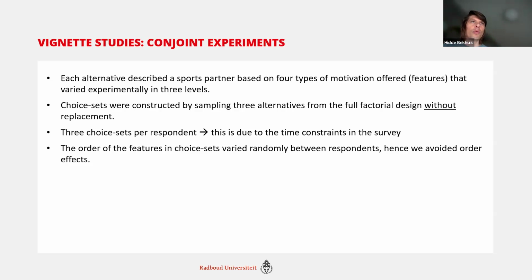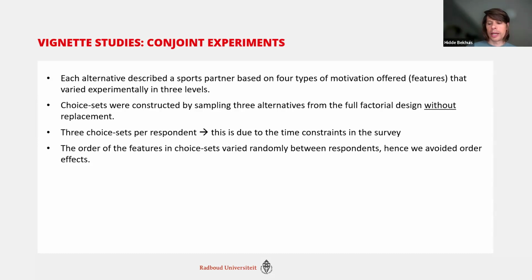You can ask, okay, why three? Why not 10? Or why not two? That is mostly determined by the space you have in a survey. This is part of a larger survey in which we had little room, so that is why we are limited to three. The more, the better. But there is also something called respondent fatigue, where respondents get tired of doing the same thing. So it should not be too long. Five minutes for this subset is already too long. And finally, the order of the choice sets varied randomly between the respondents to avoid order effects.